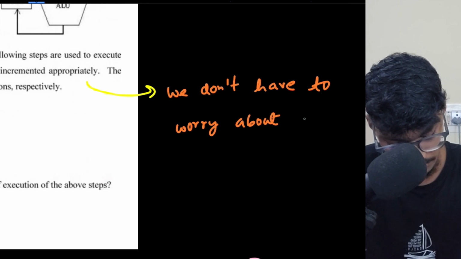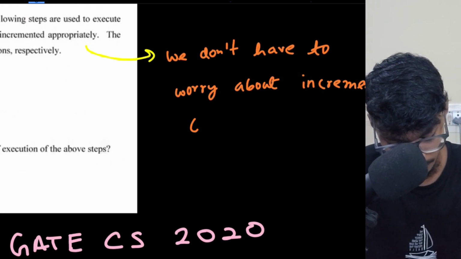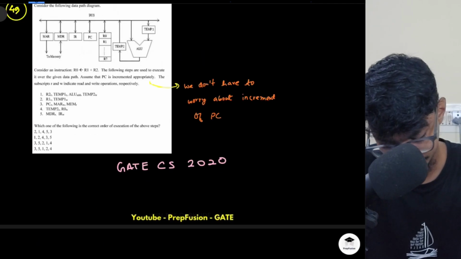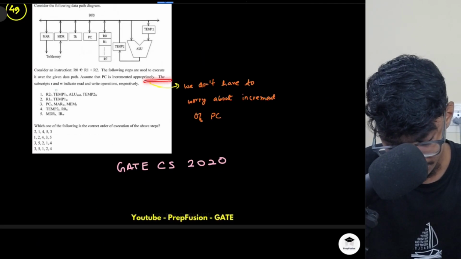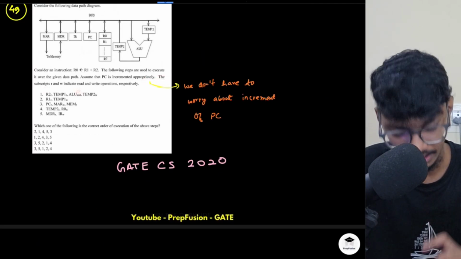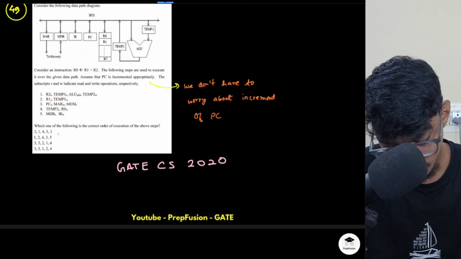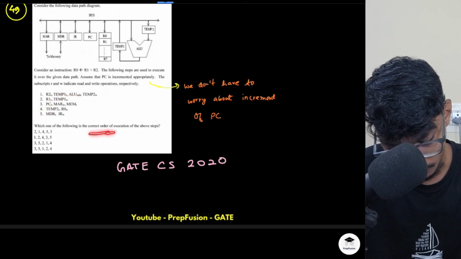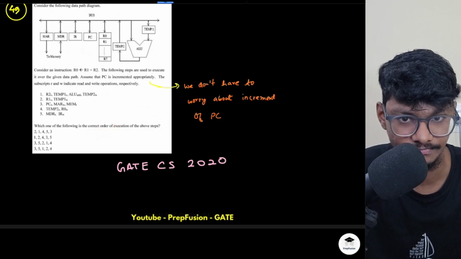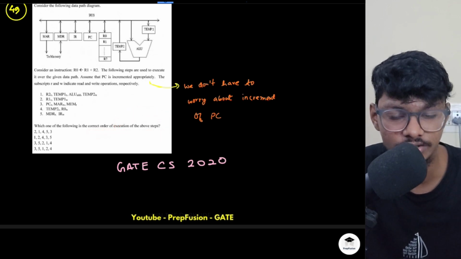About increment of PC. The subscripts R and W are for read and write operation. So these are a few operations that are happening, right? Which one of the following is the correct order of execution of the above steps?